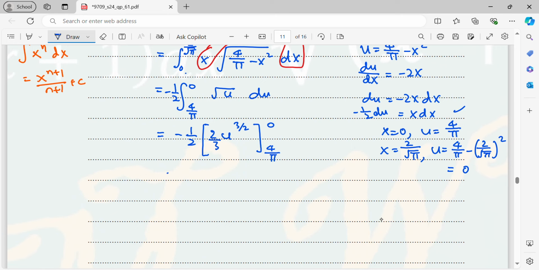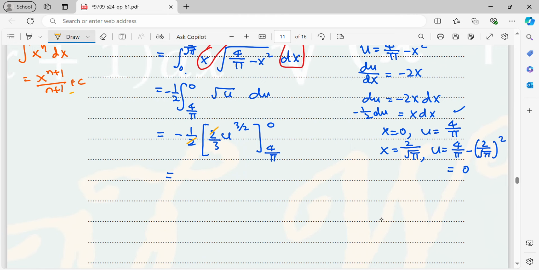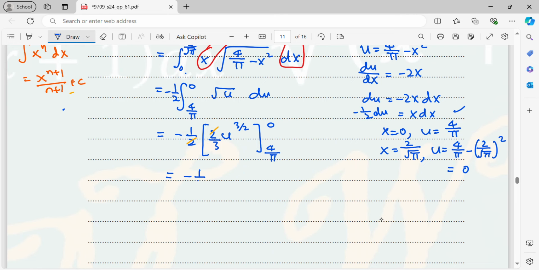Then now here, the minus half and 2 over 3. Okay, you can just simplify. The over 3 you move out. That will be negative 1 over 3. Then replace the u by 0 minus 4 over pi with degree of 3 over 2.